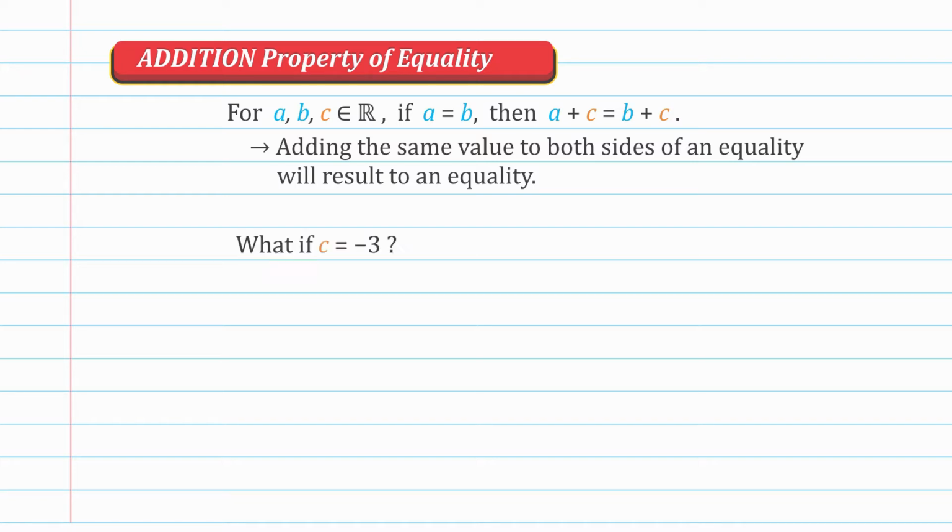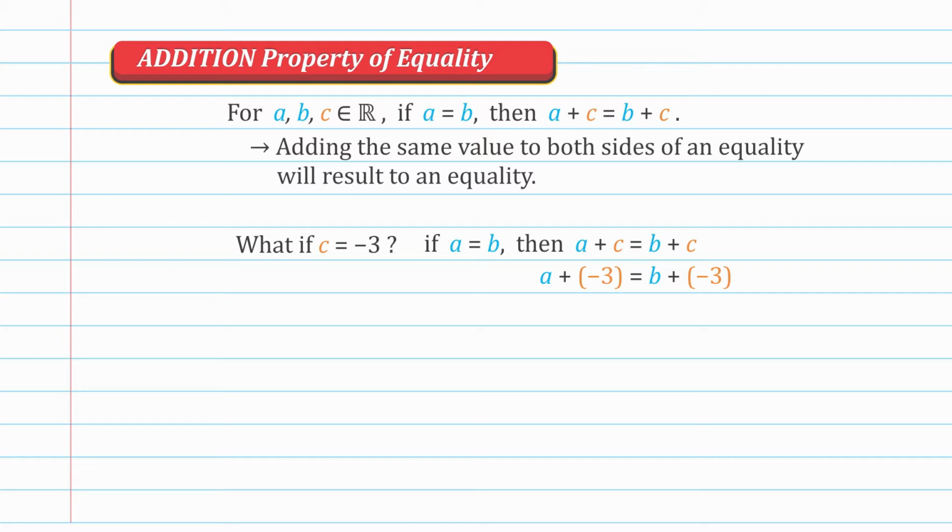Now, what if we set C as a negative number? Kunwari, negative 3. Ano kayang mangyayari? Will this still be true? Let's see. If A were equal to B, then A plus C is equal to B plus C. Of course, we know that from the addition property. Now, substituting the value of C here, we now have A plus C, take note, is negative 3. So substituting, we have negative 3 here. And then on the right side, we have B plus another negative 3.